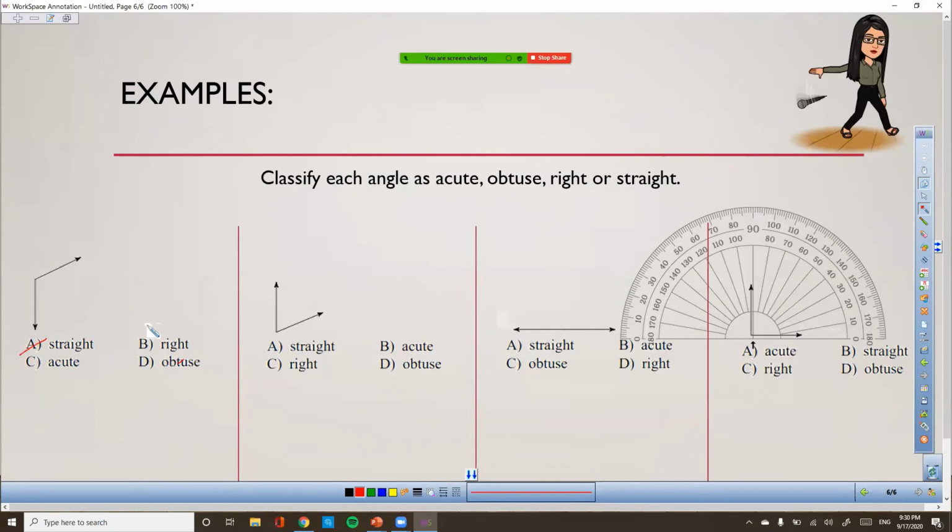No, because a straight angle is 180 degrees, so it cannot be a straight angle. Can it be a right angle? Well, is it exactly 90 degrees? No. What about an acute angle? Is it less than 90 degrees? Well, no, that looks more than 90 degrees because it's more open. So in this case, it has to be an obtuse angle.